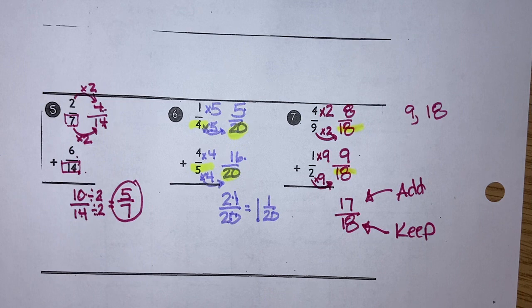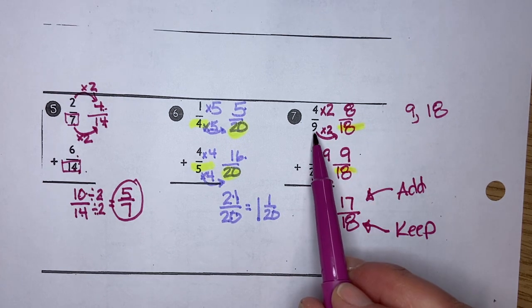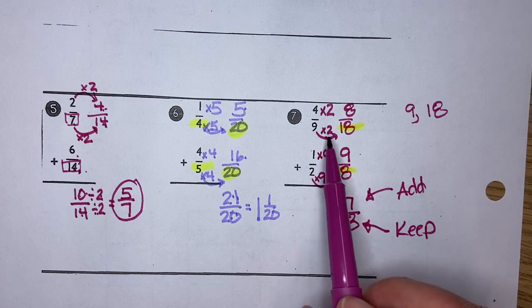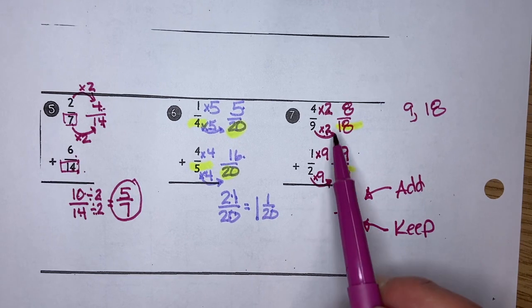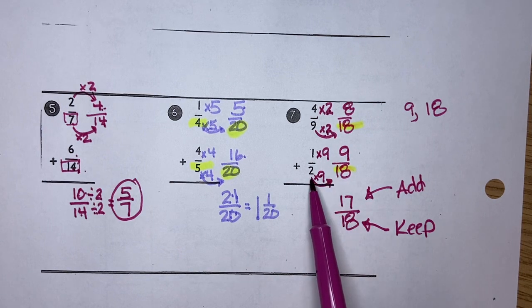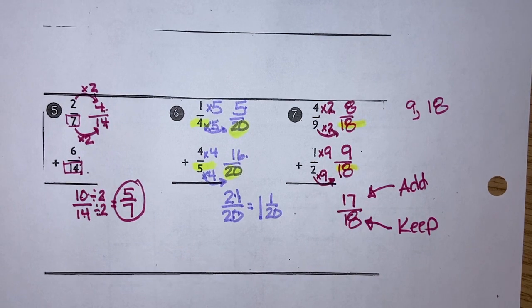Okay, so just keep in mind that you have to find a common denominator first. The second thing you need to do is figure out how you got to that denominator. So like in this one, I multiplied by 2. So whatever I do to the denominator, I do to the numerator. These are not going to be the same thing because they weren't the same denominators. I had to multiply by 9, so I have to multiply by 9. So that's my second step.